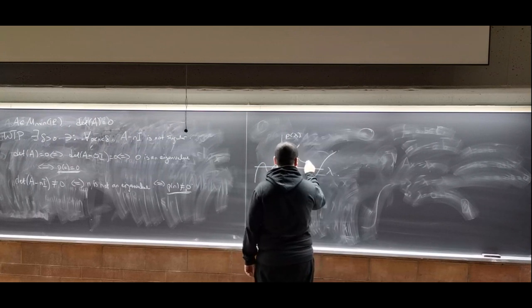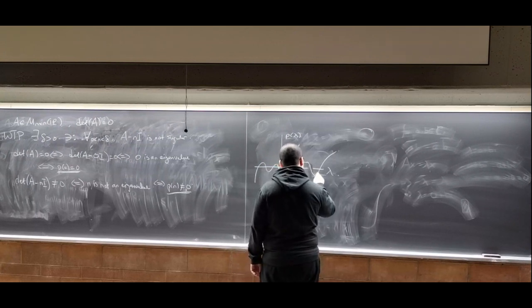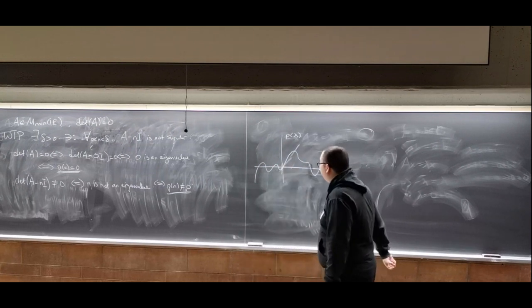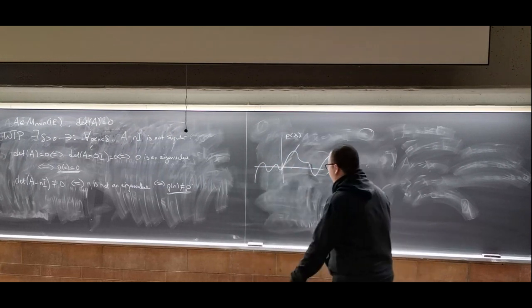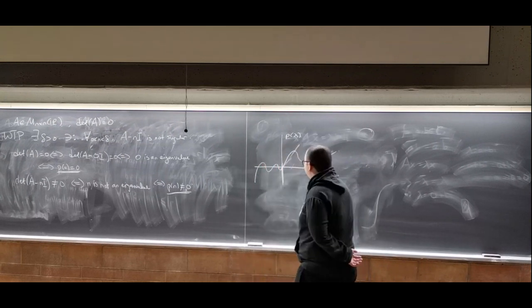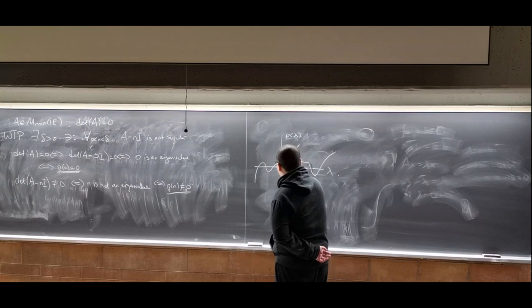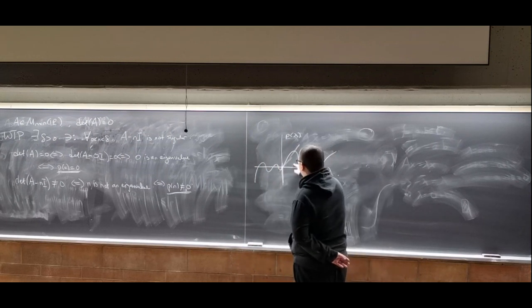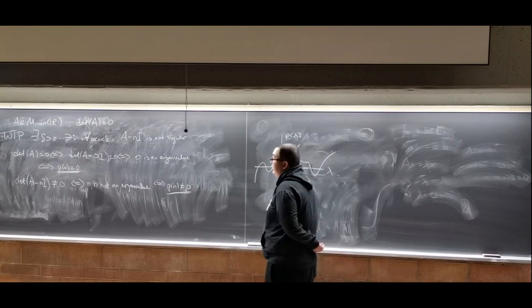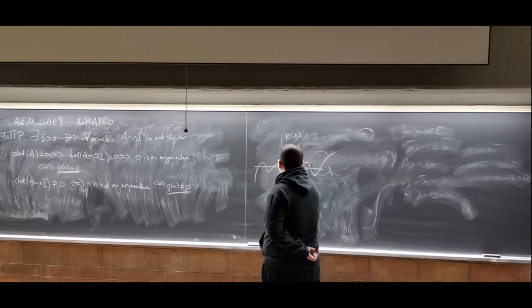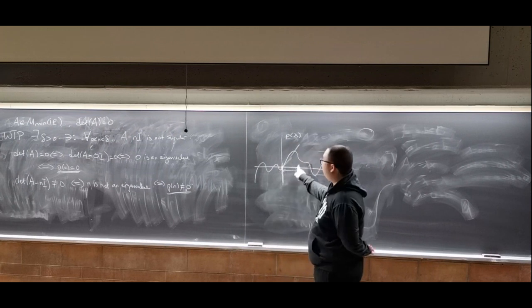Okay, so I have some kind of polynomial that looks maybe something like this. We have this origin here. We want to prove that there exists such a delta, such that between 0 and delta, there are no roots.